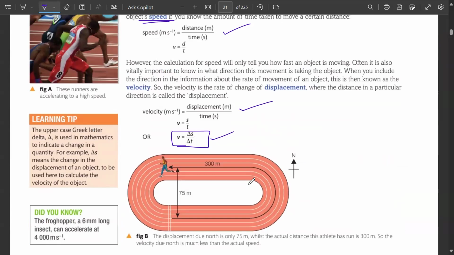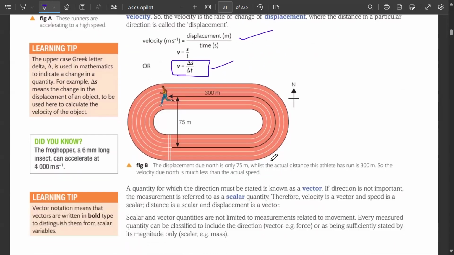So what is the difference between speed and velocity, and distance and displacement? Can you tell me? Distance and speed are not vector quantities, they are scalar quantities, while velocity and displacement are vector quantities since they have direction and magnitude. Exactly. So the main difference is of scalars and vectors.